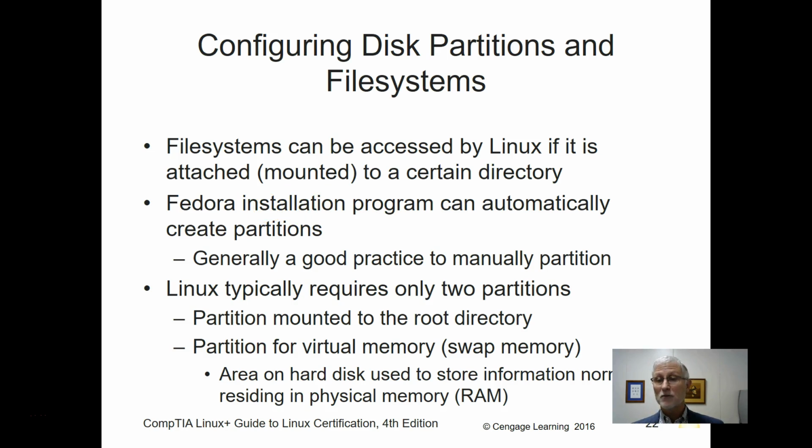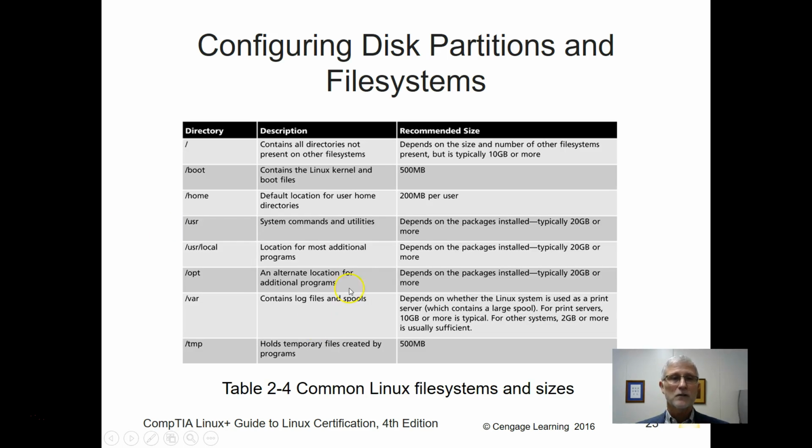And that's just an area used to store information normally residing in your RAM, your physical memory, your random access memory. So it only requires 2, and it'll ask you 3. Now, some of the file systems that you're going to see and become familiar with in this class, you see here the common sizes. You've got the base directory. We're going to have 20 gig, and it contains everything underneath it.